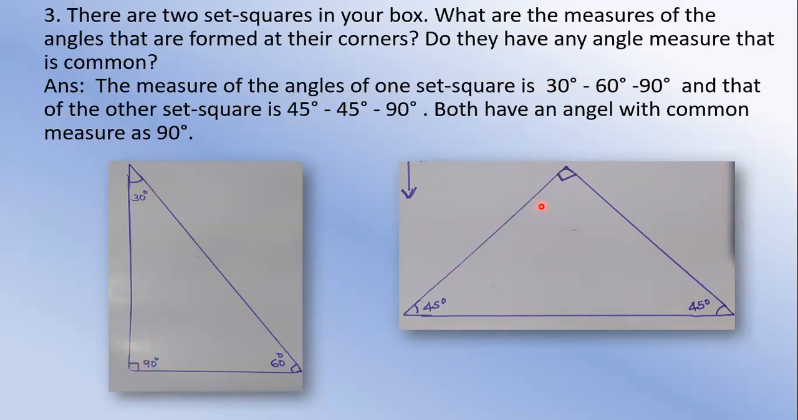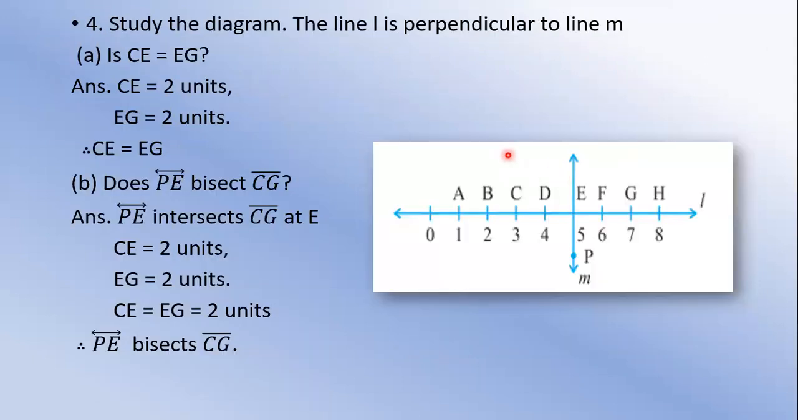Here is the 90 degree angle, and here is the 90 degree angle. So both set squares have one common measure, that is 90 degrees. Okay, now we will consider the fourth question.